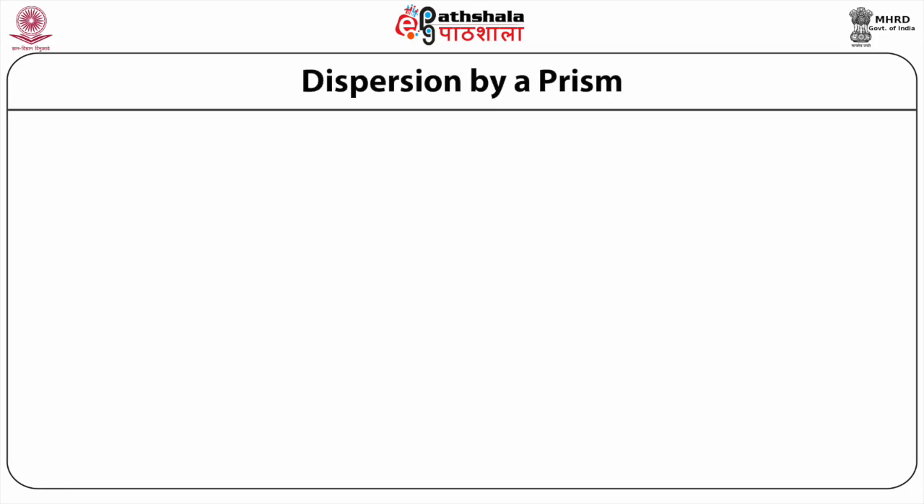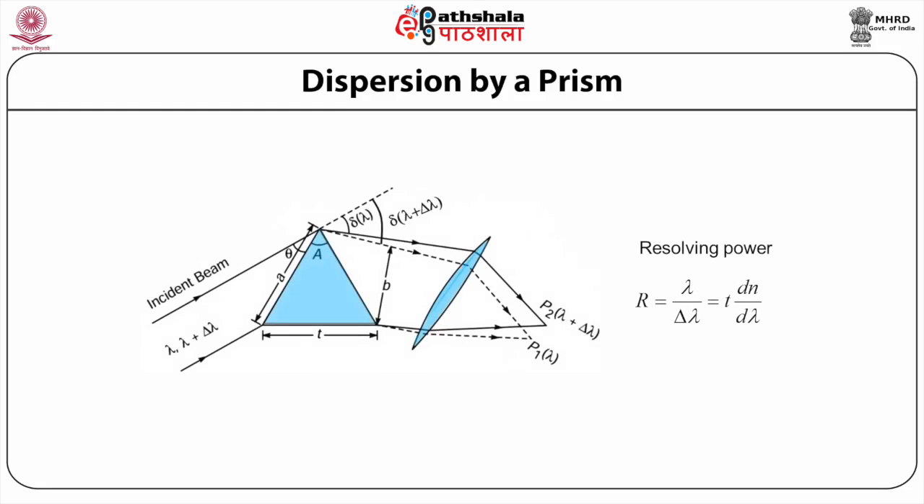There is another optical element which is used for separating colors in space, and that is called a prism. A prism is a device which, because of its dispersion property, is able to separate all the wavelengths present in white light, for example. As shown in this picture, you have an incident beam which contains, let's say, two wavelengths, lambda and lambda plus delta lambda, where delta lambda is the separation between the two wavelengths. If you are able to separate the two wavelengths, then that defines the resolving power of the prism.